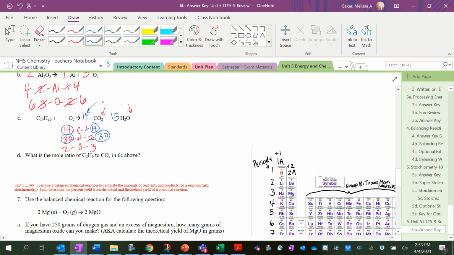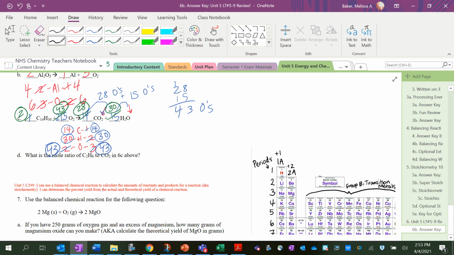And now how many O's is this? 14 times 2 is 28 O's plus 15 O's makes how many? 28 plus 15, 43 O's. So what's half of 43 O's? That's 21.5. So that makes 43 O's on each side. But can you leave a decimal like that? No. So you have to multiply everything by 2 to get your final answer. 2, 43, 28, 30 for your coefficients out front.